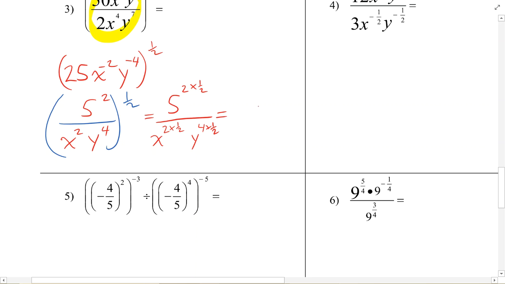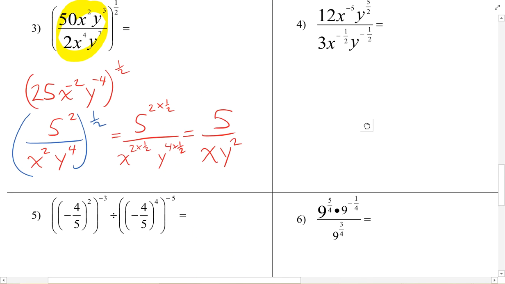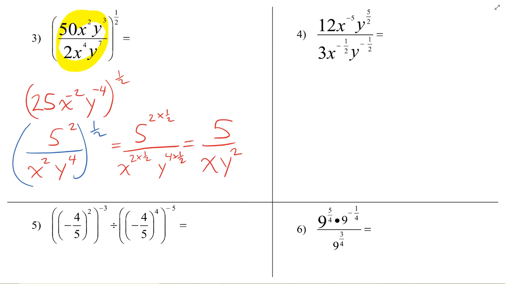Okay, so we get 5 exponent 1. And on the bottom, we get x exponent 1, y exponent 2. Any questions? Okay. Next one, let's do our divisions.